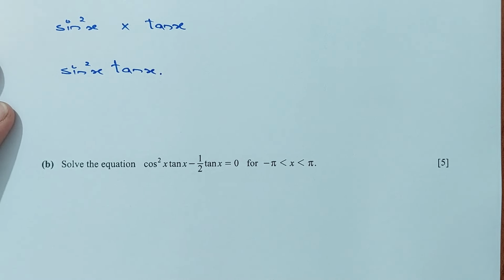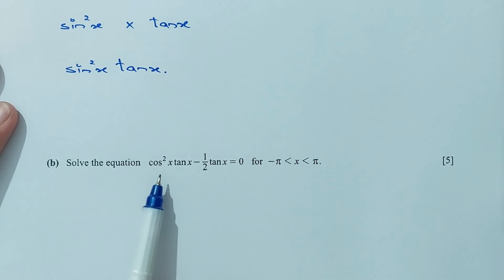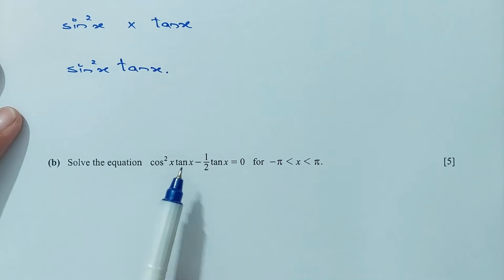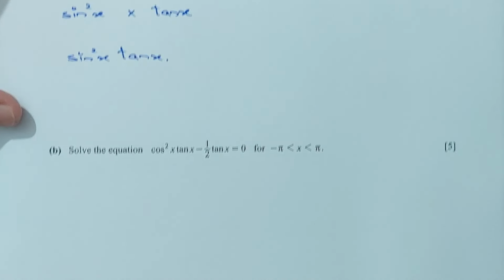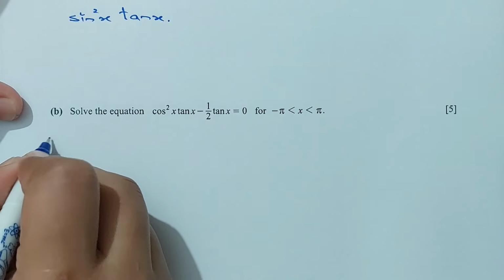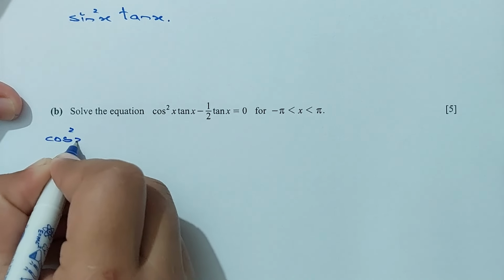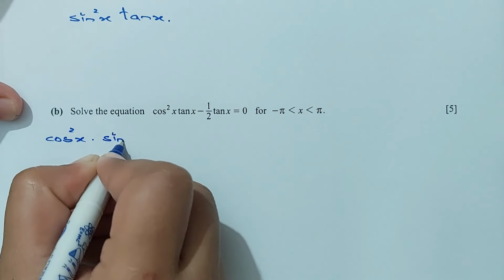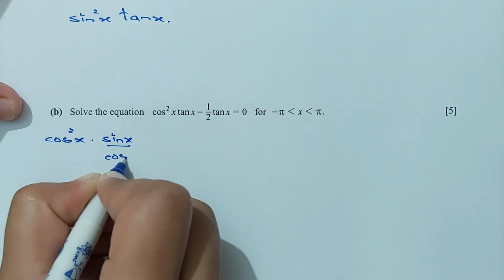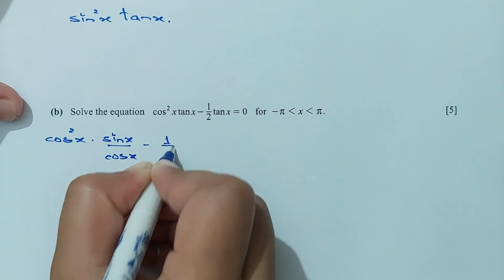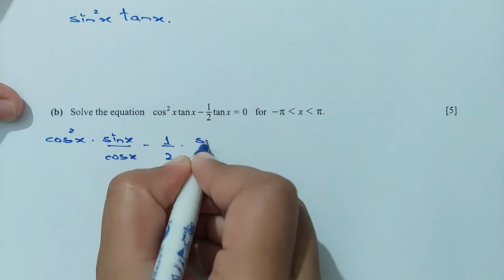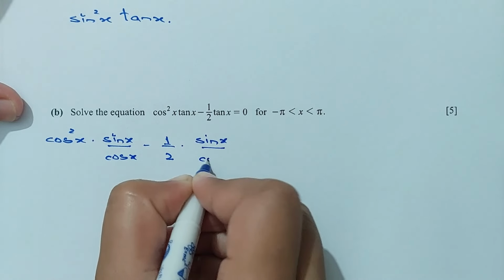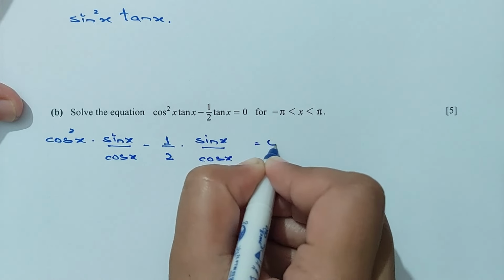Now for the second part B, solve the equation for x between minus pi and plus pi. This is cos square x tan x minus 1 by 2 tan x equals 0. Let me simplify this first. We have cos square x, tan is sine x over cos x, minus half, tan is again sine over cos. This is equals to 0.